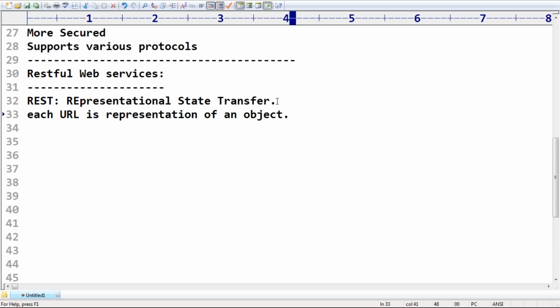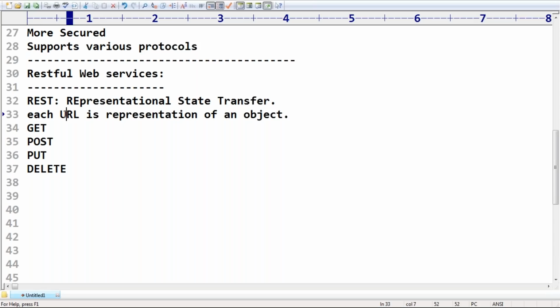Next, we can get the contents of this object. Sir, I want to get the content of this object by using GET. If you want to create a new resource, use POST. If you want to update that content, use PUT. If you want to delete that object, then use DELETE. Have you observed? All these things are by default considered HTTP verbs. We will discuss in detail. Don't worry about these words. Okay, so each URL is the representation of an object.